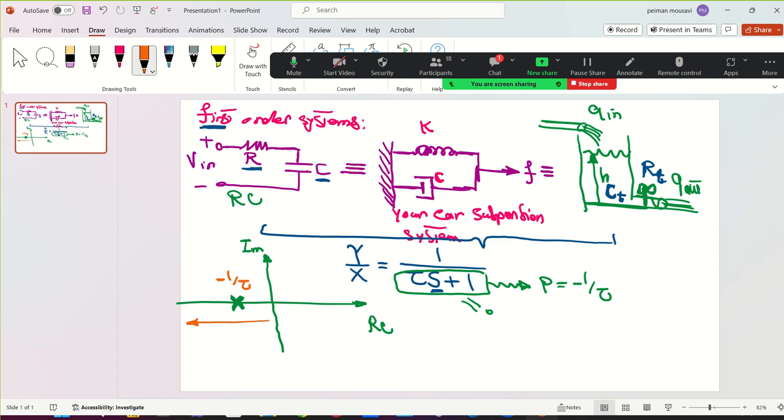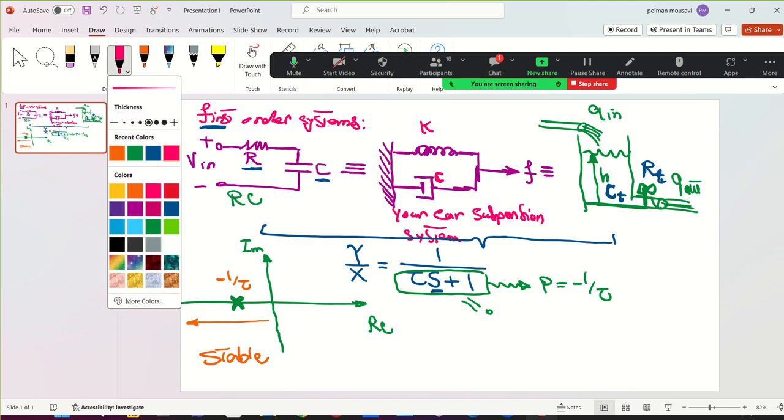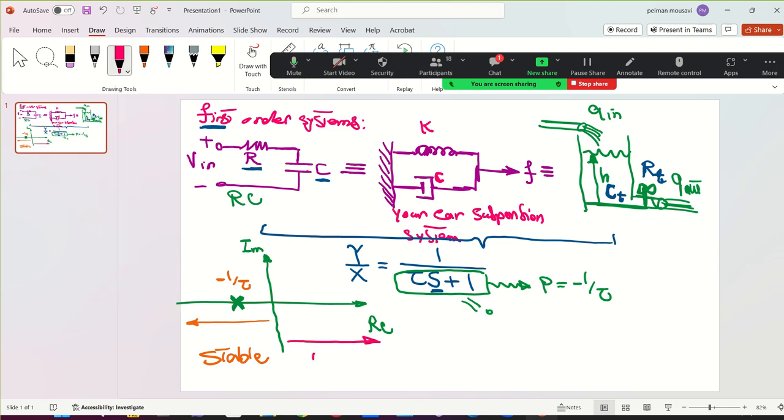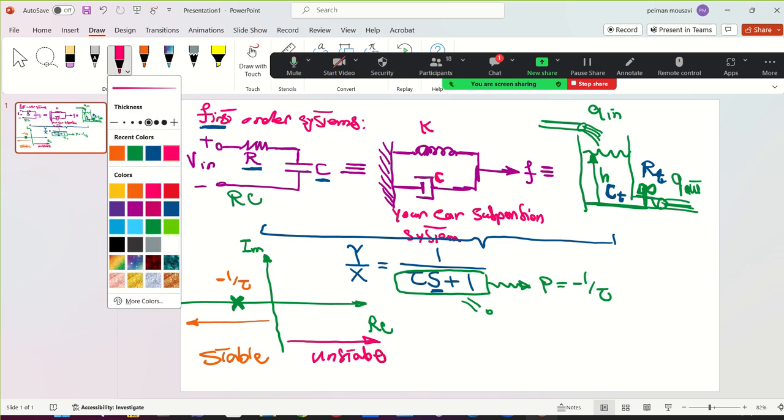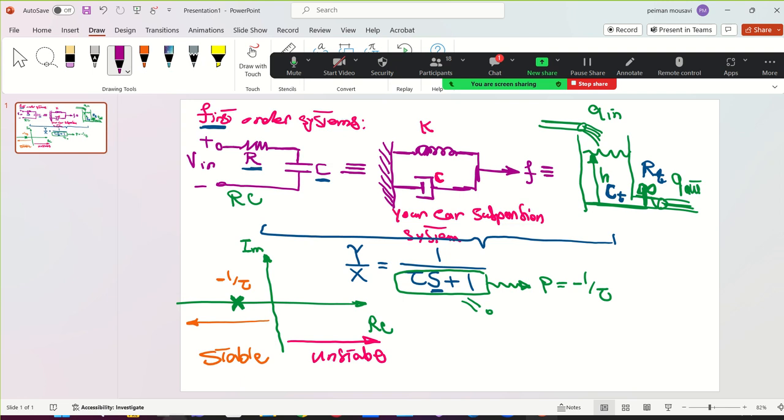I taught you previously, when the pole is on the left hand side, it means your system is stable or unstable? Stable. If the poles are on the right hand side, I taught you, it means unstable. If the pole is on the imaginary axis, it means your system is, tell me, I taught you a million times, means what? Like a pendulum. You tell me. Yes, marginally stable.